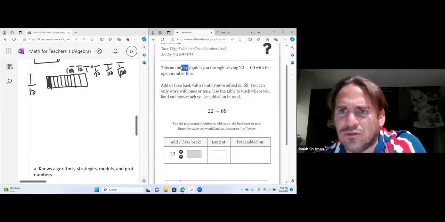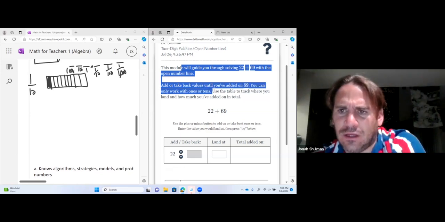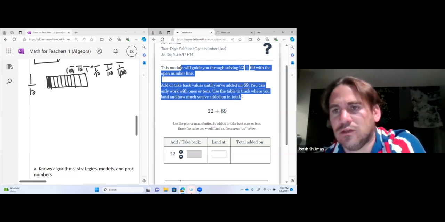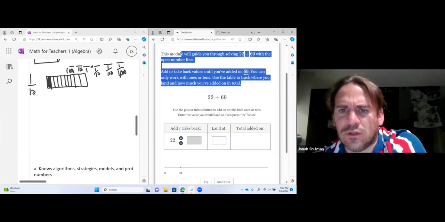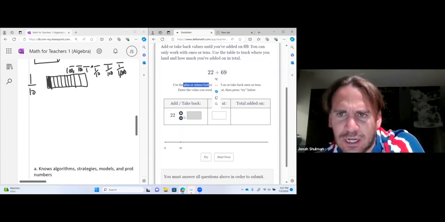So this module guides you through solving 22 plus 69 with an open number line. Add or take back values until you've added on to 69. You can only work with ones or tens. Use the table to track where you land once you've added the total. So this will be really helpful. Use the plus or minus button to add or take away. Okay, so let's try it.